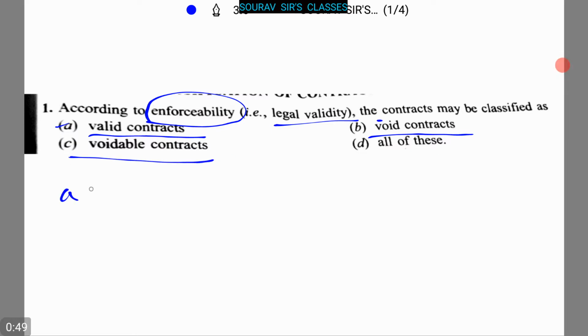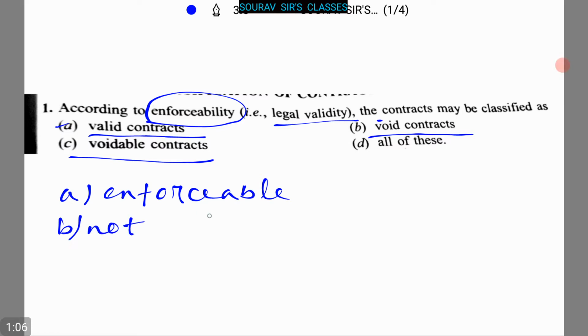So the first one, A, that is valid contract, is always enforceable in court of law. The second option, that is void contract, is not enforceable. The third option, that is option C, voidable contract, is enforceable at the option of the aggrieved party. So here our answer is valid contract. So option A is our correct answer.